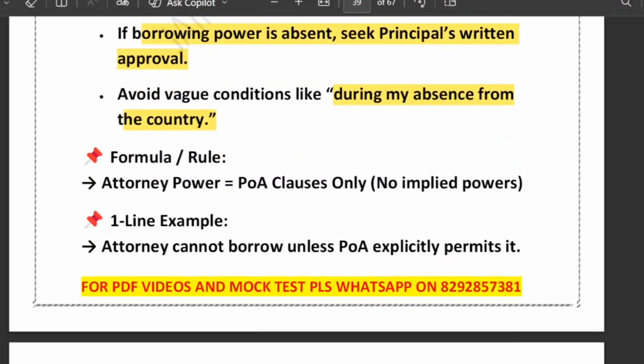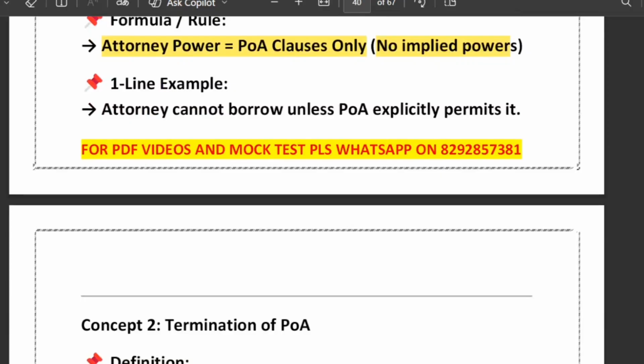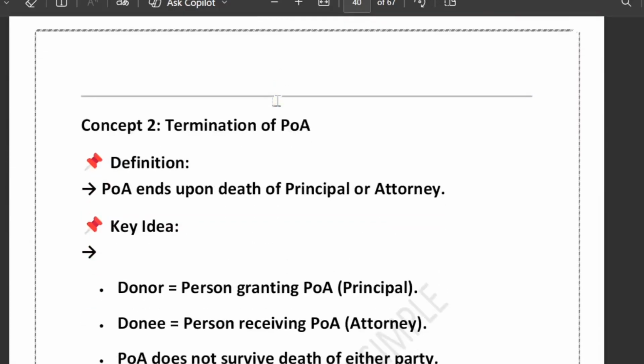So the formula or rule is very simple. Attorney power means POA clauses only. No implied power. For example, attorney cannot borrow unless POA explicitly permits it. That is why check the POA clauses carefully. No borrowing power means no loan.